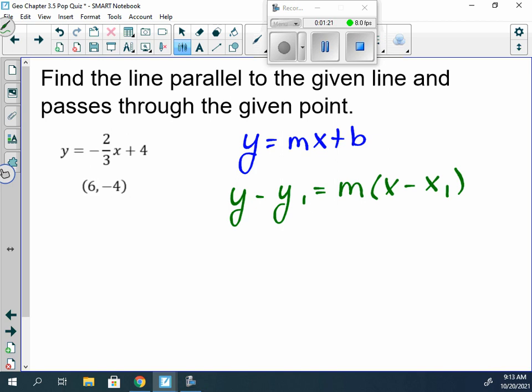Are x1 and y1, well, that's just a point, because this is point slope form. Well, do I have a point to find the equation? Well, yeah, (6, negative 4). It always comes in the form of x comma y. So that means the y value that I'm going to plug in is negative 4. The x value that I'm going to plug in is 6.